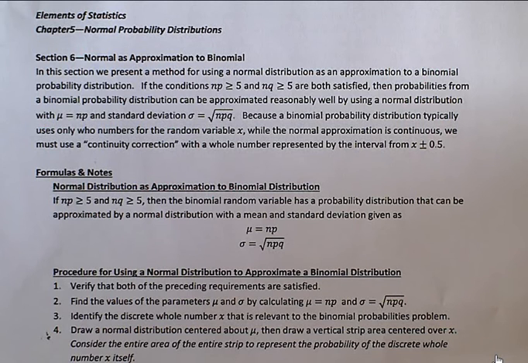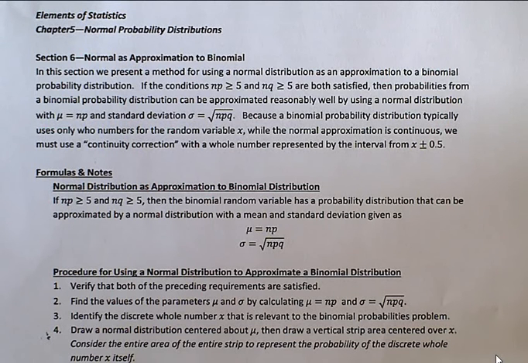So it says in this section, we present a method for using a normal distribution as a way to approximate a binomial. If you look at these formulas, n times p is greater than or equal to 5, and n times q is greater than or equal to 5. If those conditions are both satisfied, then probabilities from a binomial probability distribution can be approximated reasonably well by using a normal distribution. Okay, mu will equal n times p. Standard deviation will be the square root of npq.